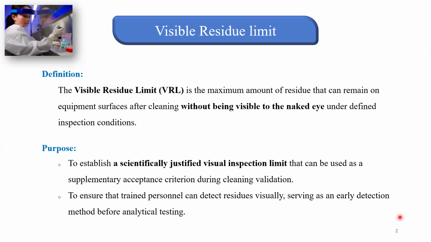The main purpose of establishing a VRL is to create a scientifically justified visual inspection limit. This means we are not relying on guesswork or personal judgment. Instead, we support visual inspection with study data. VRL also acts as a supplementary acceptance criteria during cleaning validation. While analytical methods detect very small residue levels, VRL helps in identifying obvious or gross contamination quickly. In addition, VRL ensures that trained personnel are capable of visually detecting residue, making visual inspection a reliable first line check before moving to detailed analytical testing.